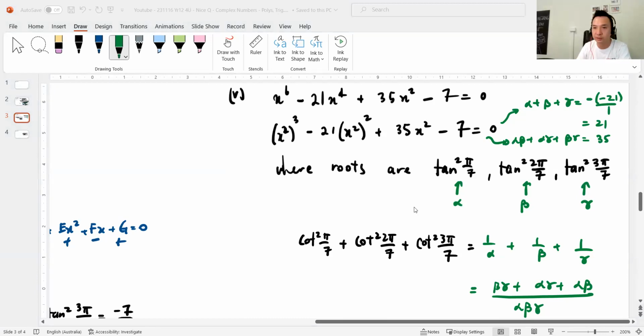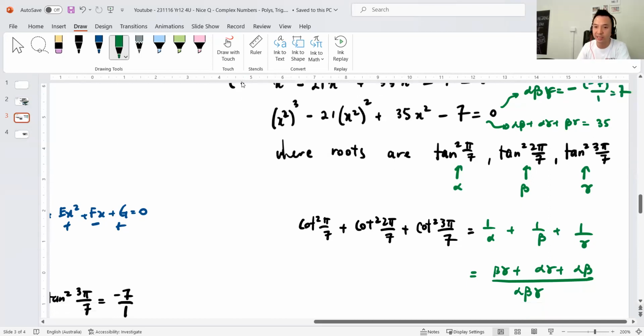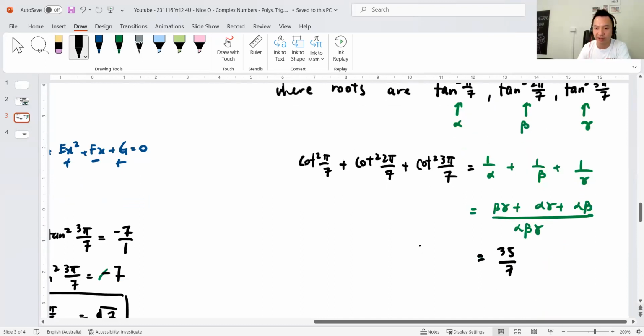Now let me make sure. Oops, did I do that wrong? Oh no, I don't want the sum of the roots, I want the product of the roots. Not sure why I did the sum there. So I can see down here, I need the doubles and then I need the product. So alpha beta gamma equals negative, negative 7 on 1, which is 7. And then my final answer is just going to be 35 on 7, which is a big fat 5.